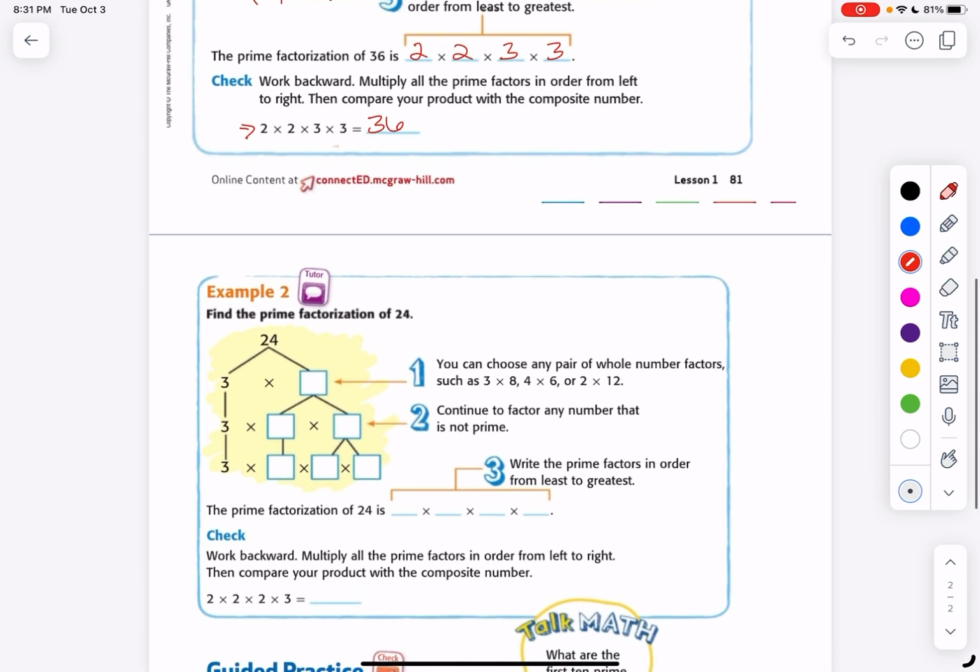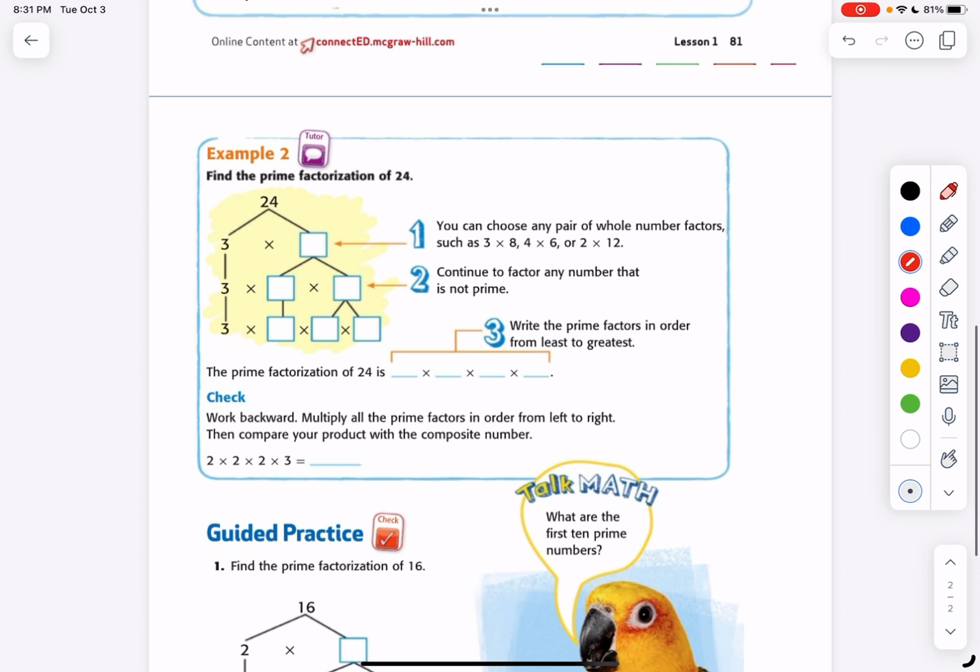Let's look at example number 2. This time we are going to find the prime factorization of 24. Okay, they've started us off with a 3 right here. So let's take a look at this. 3 times what is 24? Are you thinking about it? 3 times what? I do believe that is 8, right? Because 3 times 7 is 21, and 3 more, 3 times 8, is 24.